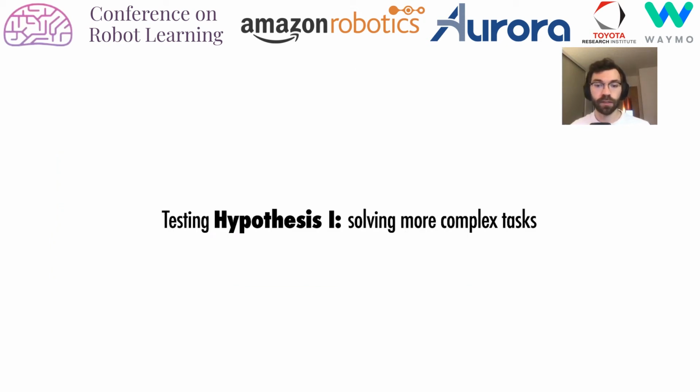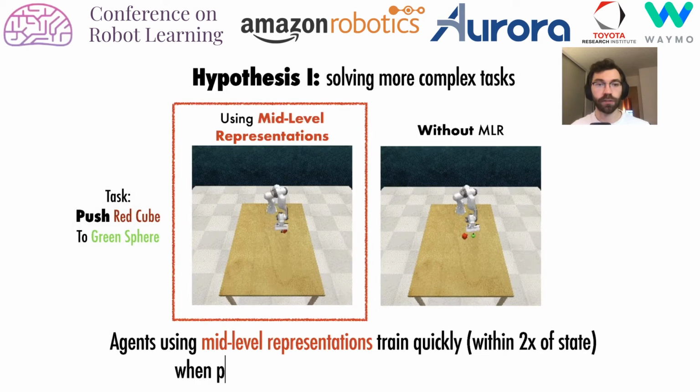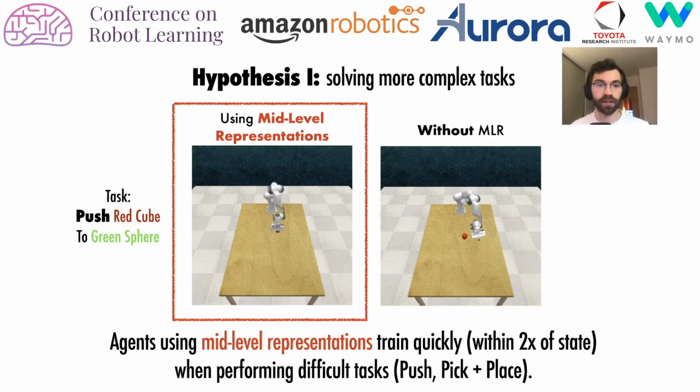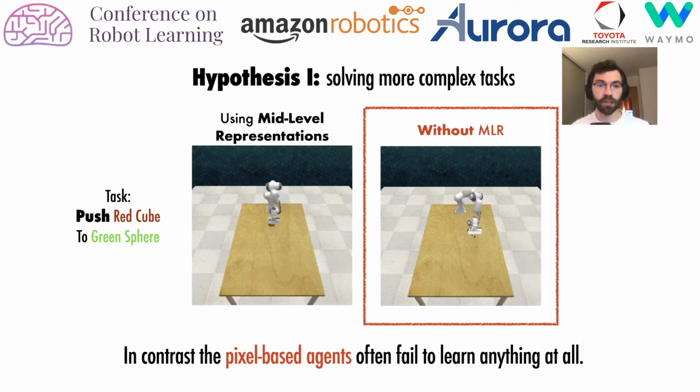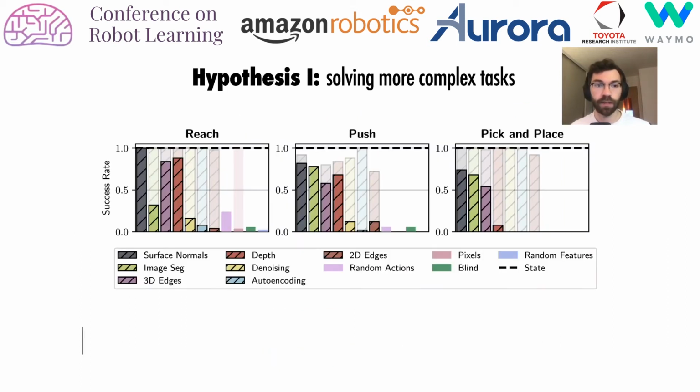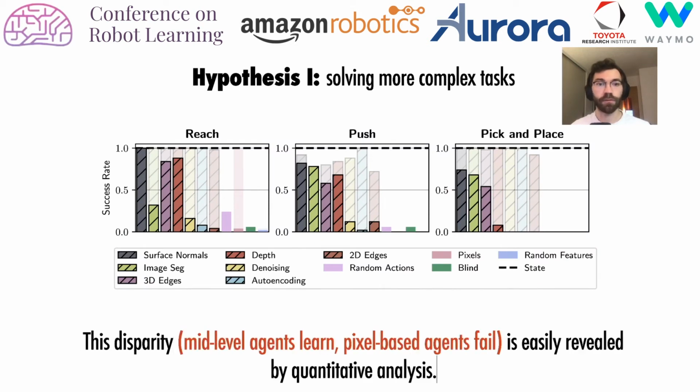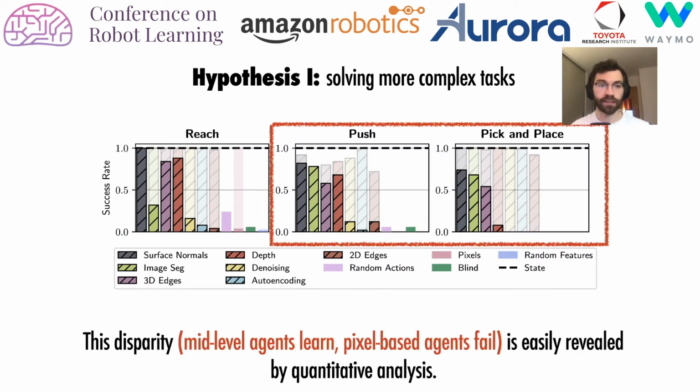For hypothesis 1, we found that using mid-level representations, we could train agents to solve more difficult tasks than was possible otherwise. In fact, no matter how long we train the pixel-based agents, they often fail to learn anything at all. And this can be quantified pretty easily. Over 3 different manipulation tasks, with more difficult tasks shown here on the right, agents trained using mid-level features are indicated by hatched bars, and taller bars indicate better performance. Translucent bars show training performance, and opaque bars show performance on a held-out test set. You can see that on the hardest task, agents trained directly from pixels fail to learn anything at all, even in the training environment.